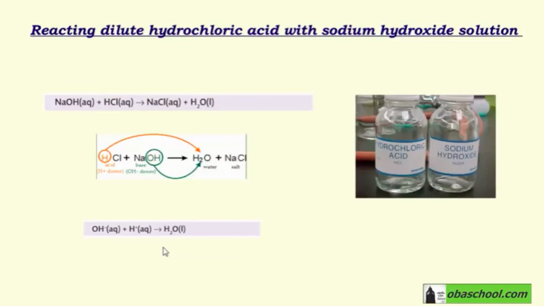OH minus represents the base, and H plus represents the acid. So it's like we're saying acid plus base produces H2O, which is the neutral solution. So this is the reaction between hydrochloric acid and sodium hydroxide.